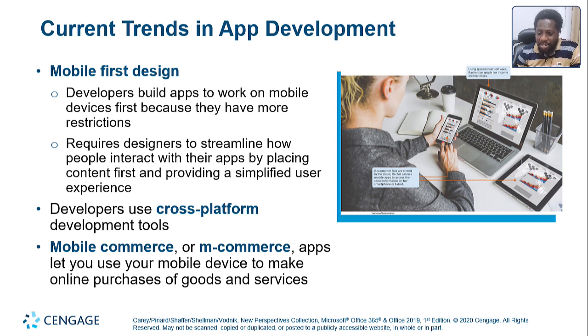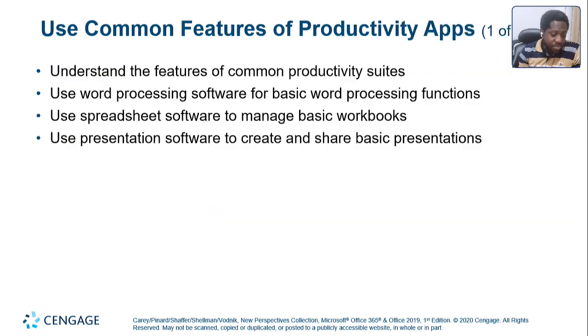So we have mobile commerce or m-commerce apps too that let you use your mobile device to make online purchases of goods and services. We can make mention of the Glovo app, Bolt Food, Uber Eats, Jumia application. You know some of these things. These are mobile commerce applications that we can make mention of. Now they actually have common features as far as productivity applications are concerned, and that is our focus right now.